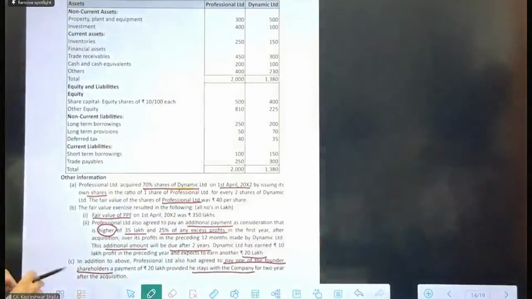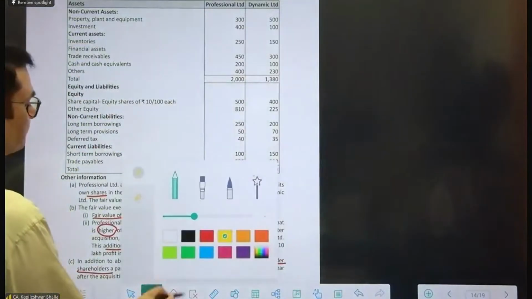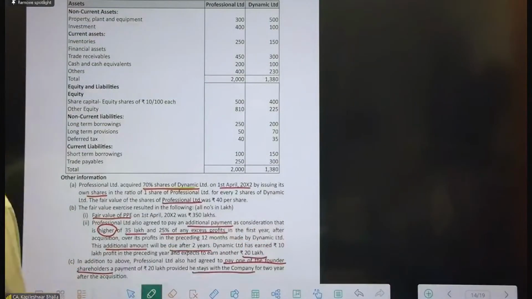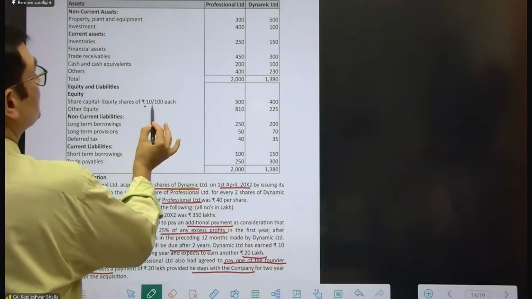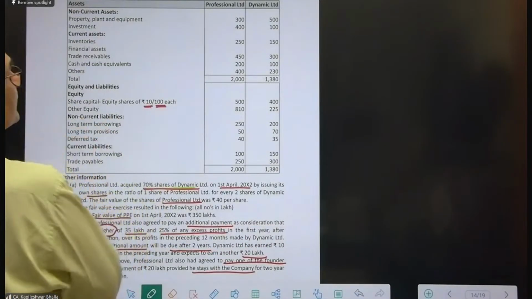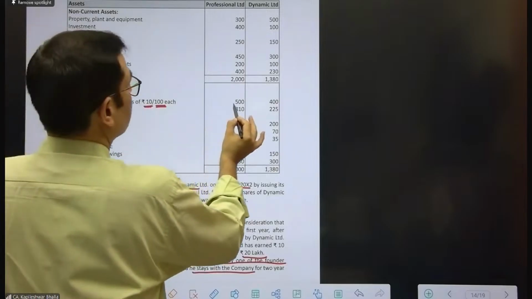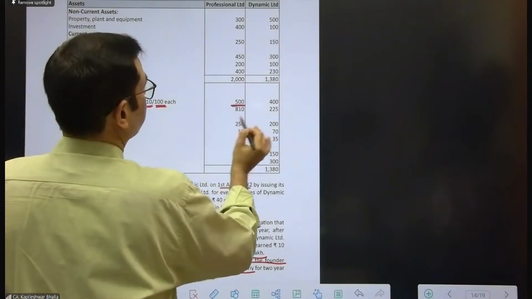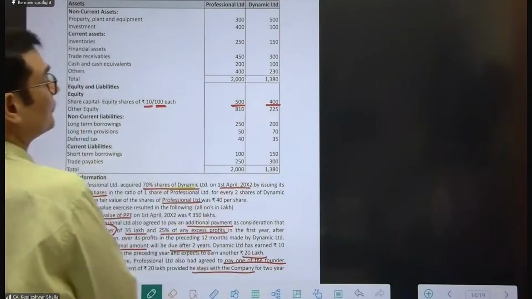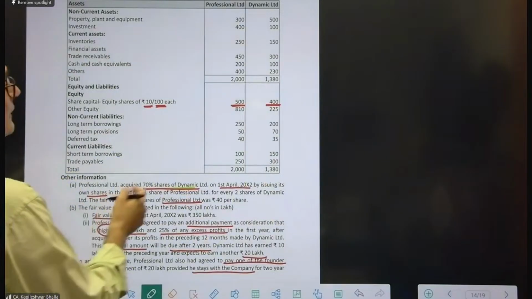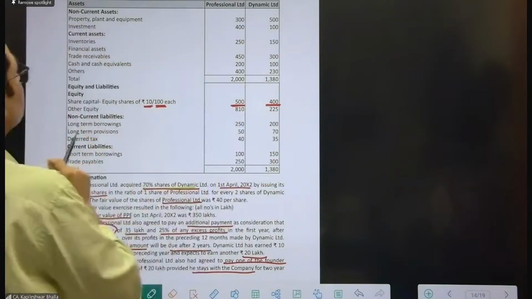So if you look at the balance sheet of the company, we can identify the number of shares. The shares of professional is 10 each and dynamic is 100 each. So can I say this makes it a total of 50 lakh shares? And this is a total of, sorry, this was going to be, yes, 50 lakh. And this is, I guess, 4 lakh shares, correct?